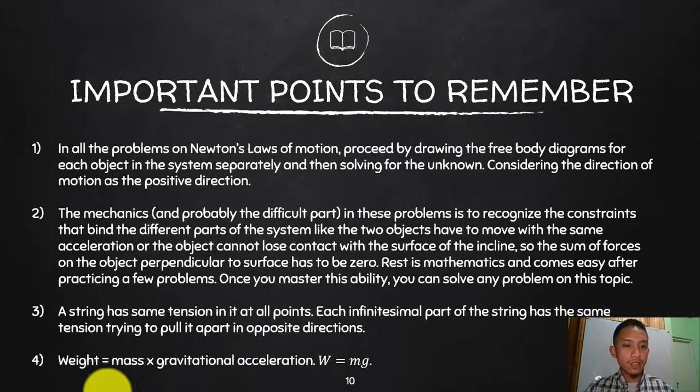And then of course, an important point to remember, the fourth, is that weight is always mass times the gravitational acceleration. This is just a force, wherein a force is a product of the mass and the acceleration, but we are referring here to the force due to its mass, so that is the weight. Okay, so now let's try to have examples.